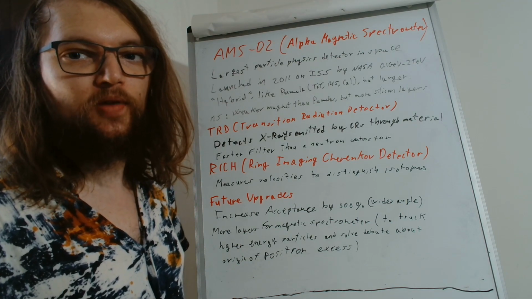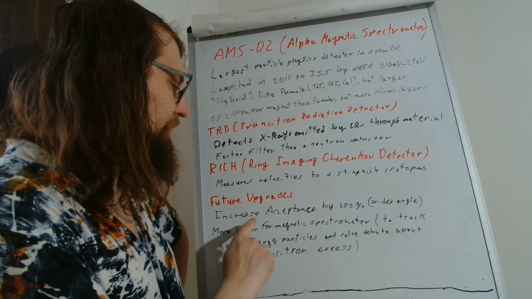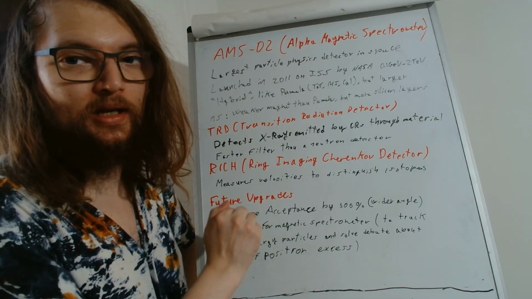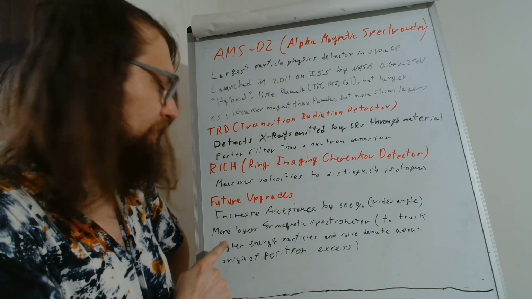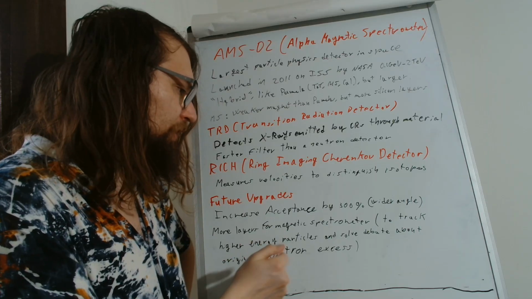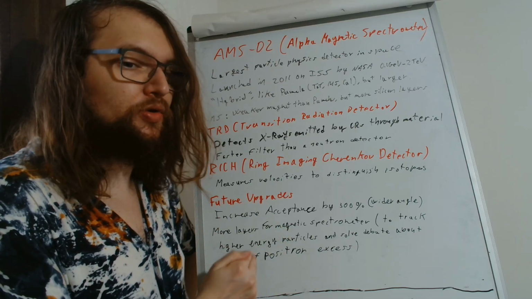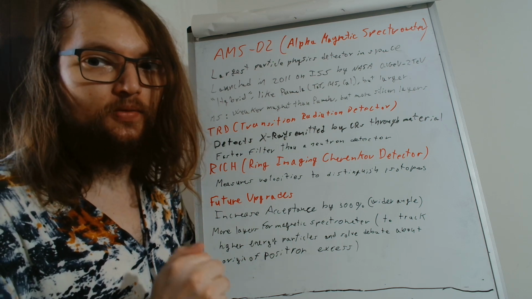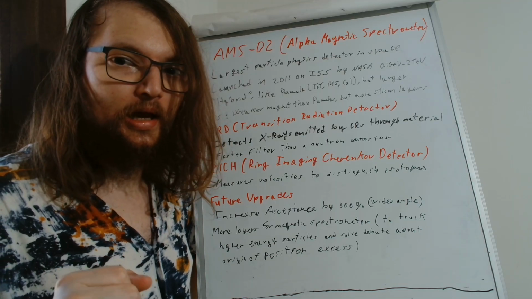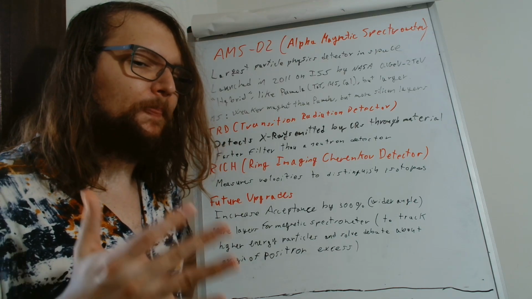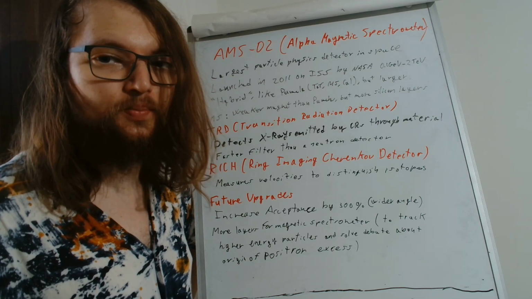Before being destroyed in the atmosphere with the International Space Station in 2031, they are planning future upgrades. One is to increase the acceptance by 300%, which means that it will be able to detect 3 times more particles. This is done by increasing the angle of detection, and another upgrade is more layers for the magnetic spectrometer. This is done in order to track higher energy particles and possibly solve the debate about the origin of the positron excess, because there are more positrons than expected simply from secondary positrons. So it means that there is probably a primary source of positrons, and the main hypotheses are a nearby pulsar or annihilation and decay of dark matter into electron-positron pairs.